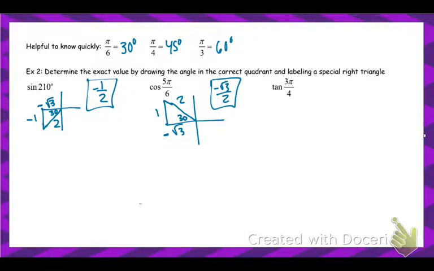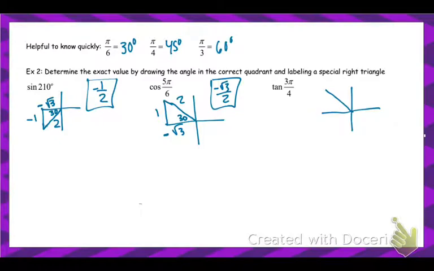All right, then we go to the next one. Tangent 3 pi over 4 again. First thing we need to determine is the correct quadrant. 3 pi over 4 is going to fall in quadrant 2 because it's not past 4 pi over 4, but it's closer to 4 pi over 4 than it is to 0.